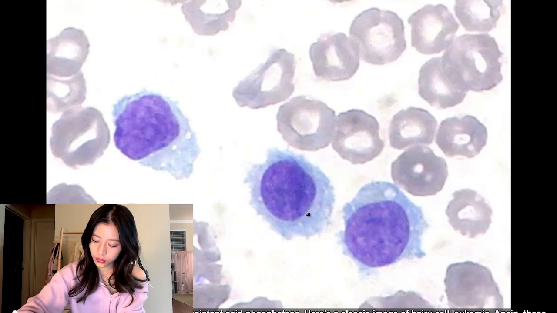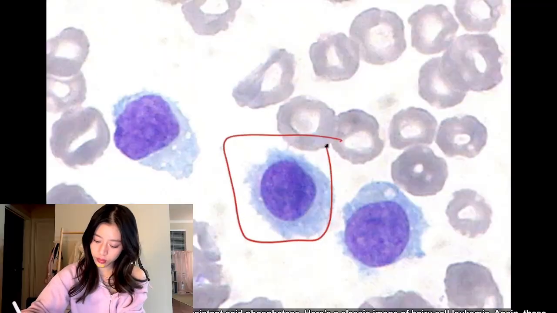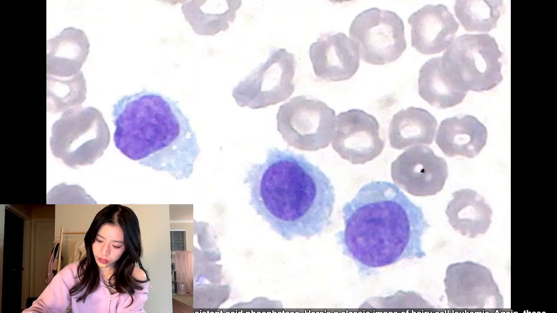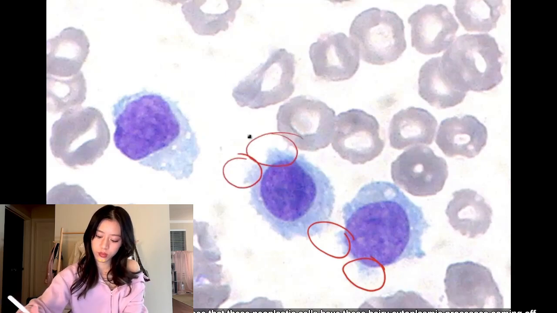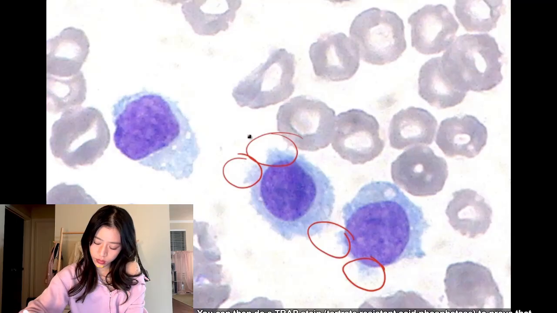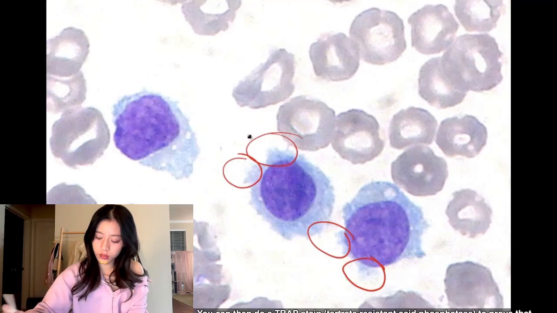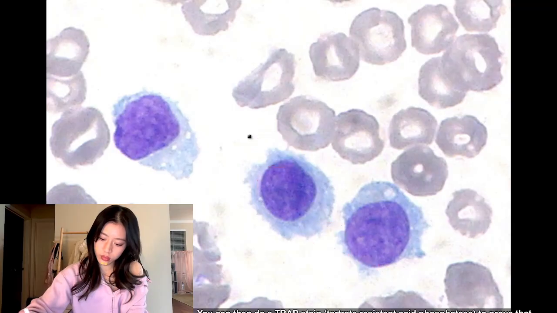Here's a classic image of hairy cell leukemia. Again, these are the neoplastic cells, and you can clearly see that these neoplastic cells have these hairy cytoplasmic processes coming off them, and that's one feature of hairy cell leukemia. You can then do a TRAP stain, tartrate-resistant acid phosphatase, to prove that indeed these cells represent hairy cell leukemia.